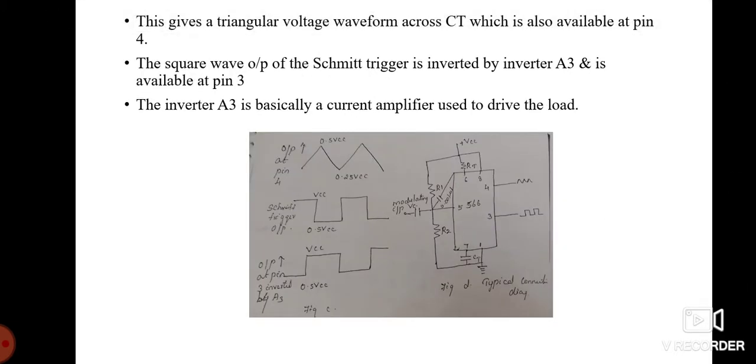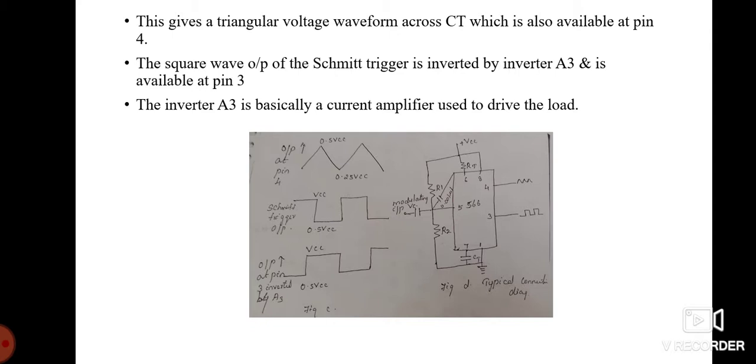This diagram shows the typical connection diagram and also the waveforms obtained from the 3rd and 4th pins. Looking at this figure, when the voltage on the capacitor CT exceeds 0.5 VCC during charging, the output of the Schmitt trigger goes to 0.5 VCC. The capacitor now discharges, and when it reaches 0.25 VCC, the output of the Schmitt trigger goes high, that is VCC.